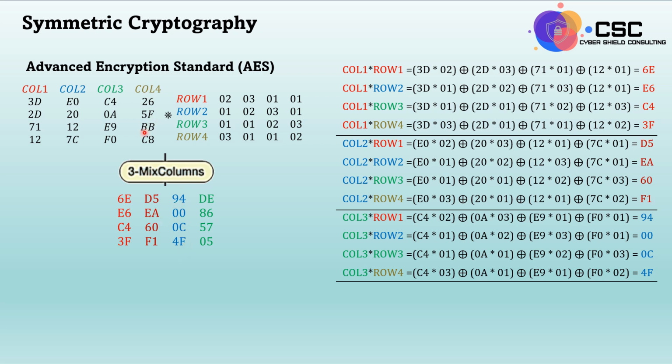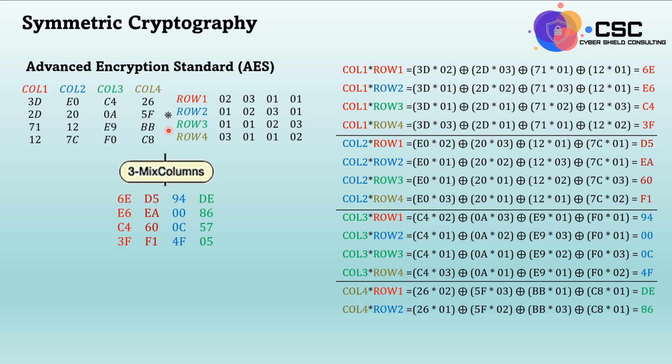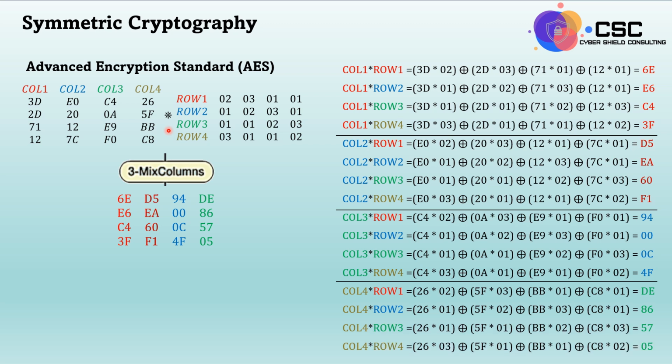And last we have column 4, following the same mix columns steps, multiplying the polynomials, and then in the end we XOR all the resulting binaries. We multiply it by row 1, 2, 3, and 4, and here we see the results: DE865705. This is column 4 in the new matrix after the mix columns.